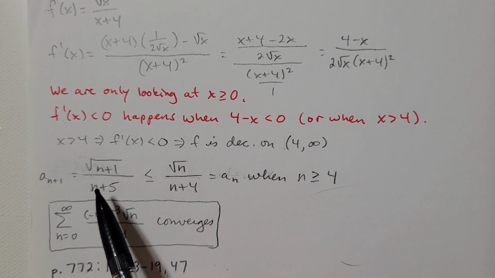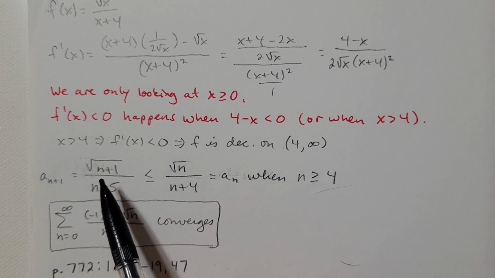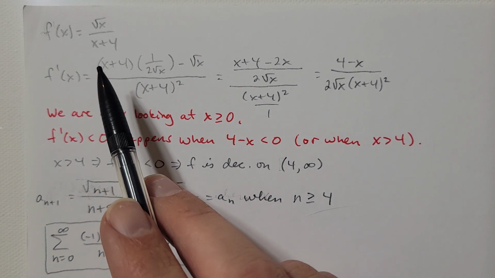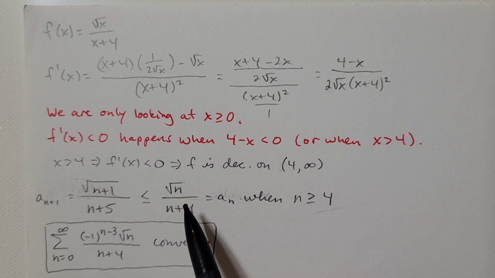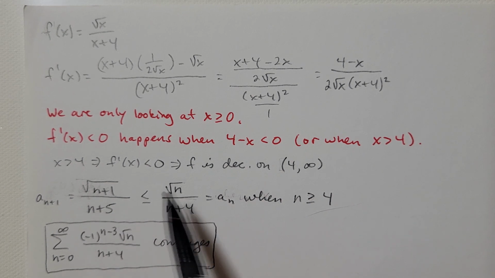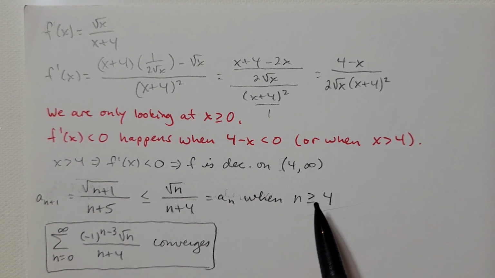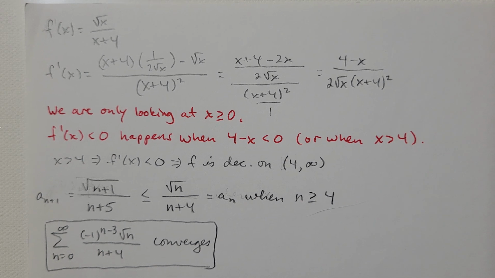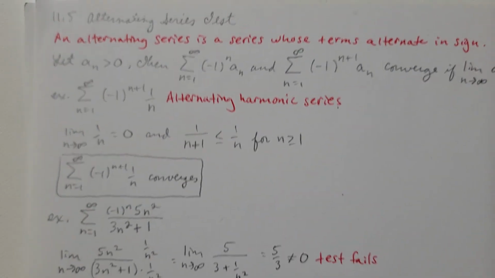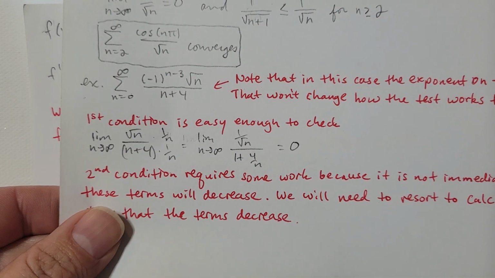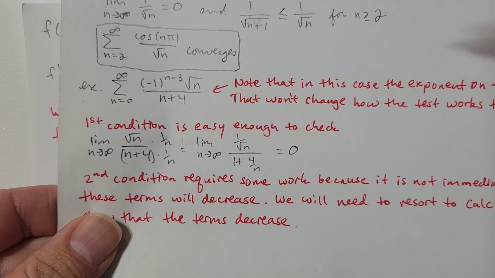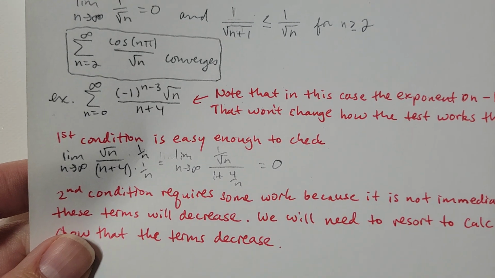Okay, so the n plus first term, which is the square root of n plus 1 divided by n plus 1 plus 4, which is n plus 5, is going to be less than or equal to the nth term, which is the square root of n divided by n plus 4. This statement would happen when n is greater than or equal to 4. So the terms do decrease eventually. It doesn't happen at 0, right off the bat, but I'm starting this at 0. It eventually does happen when you're after 4, though.